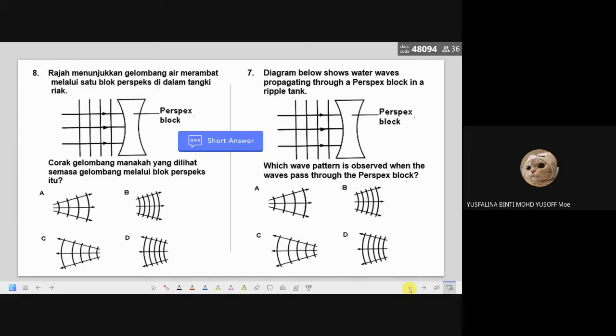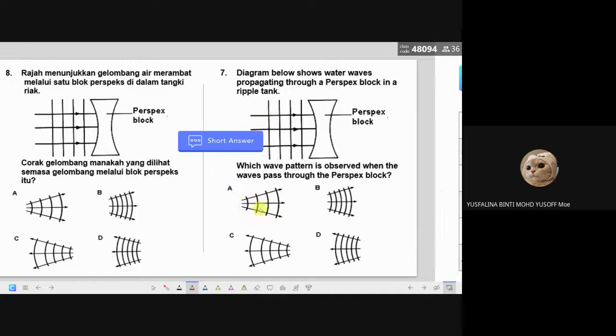But how about the concave lens? For the concave lens, the wave will be spread out. It will be diverged. So the answer should be A.